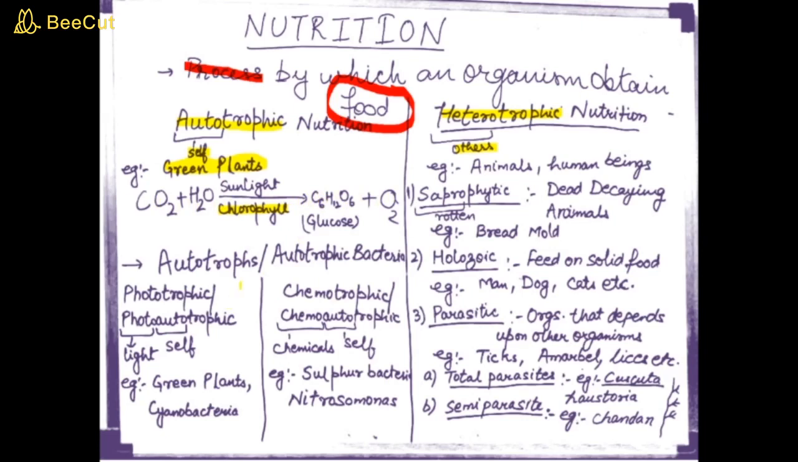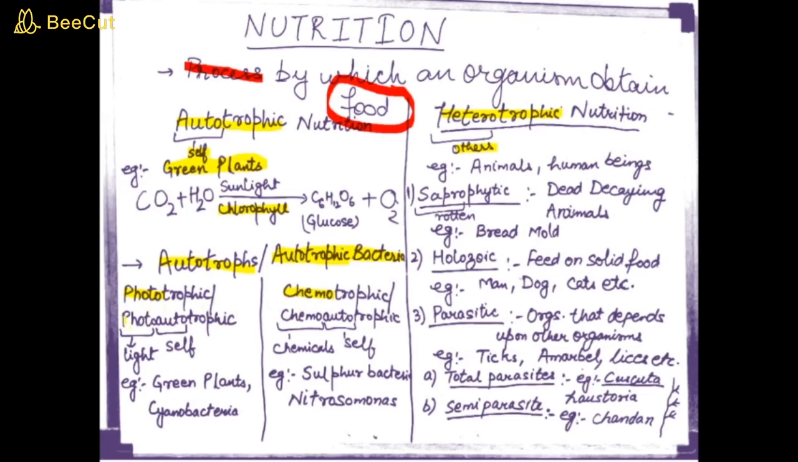So the organisms that derive autotrophic nutrition are known as autotrophs, and those bacteria which derive their nutrients on their own are known as autotrophic bacteria. So autotrophs are of two types. If they are deriving nutrition from light, they are known as phototrophic, or if they are deriving nutrition from chemicals, they are known as chemotrophic.